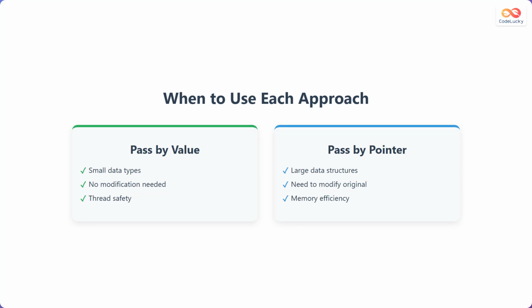Pass by value is suitable for small data types, when no modification to the original data is needed, and when thread safety is a concern. Pass by pointer is beneficial when dealing with large data structures, when you need to modify the original data, and when memory efficiency is critical.